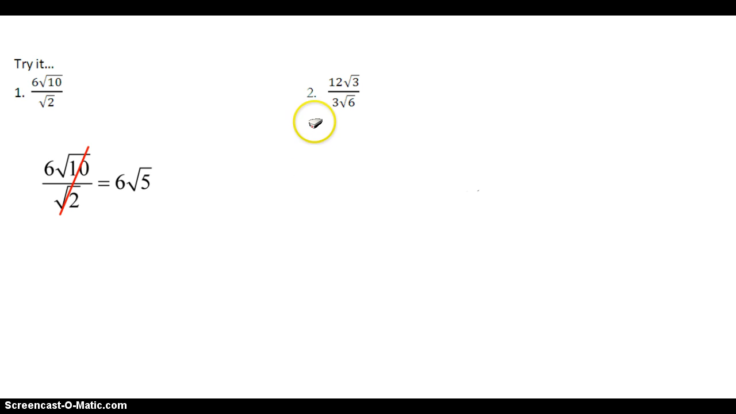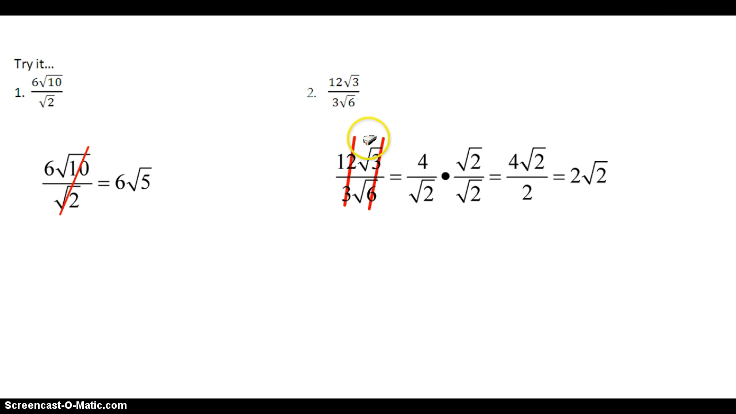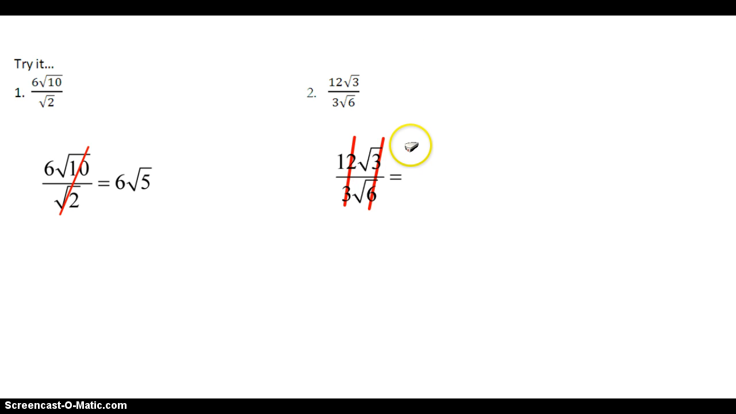If we look at the next example, we are able to reduce not only the radicands, but also the coefficients. So we take our 12 and our 3, and we reduce them to be a 4, and we take our root 3 and our root 6, and we reduce those.